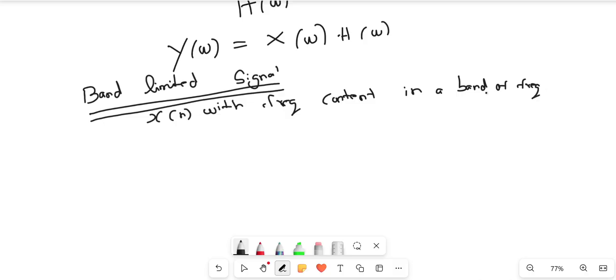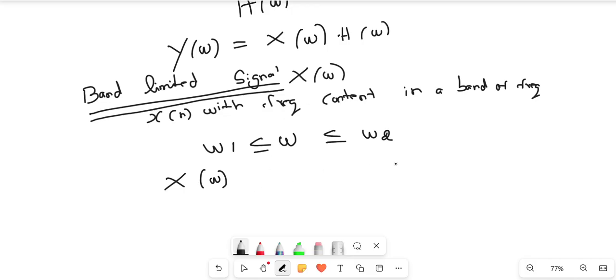In the analog circuits laboratory class also, for each and every experiment you determine the bandwidth. So what do you mean by bandwidth? It's a band of frequencies. You are passing the information, so that bandwidth only contains the frequency content. So what is the frequency range? The frequency omega is greater than or equal to omega 1 and less than or equal to omega 2. So this X of omega is a band limited signal.